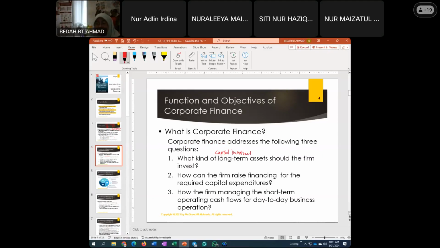What kind of long-term asset? Long-term assets, this is the non-current assets. Non-current assets, or also known as the fixed assets. So the company invests in fixed assets via capital investment and capital budgeting decisions. This you have learned before in your financial management when you are doing investment appraisal.